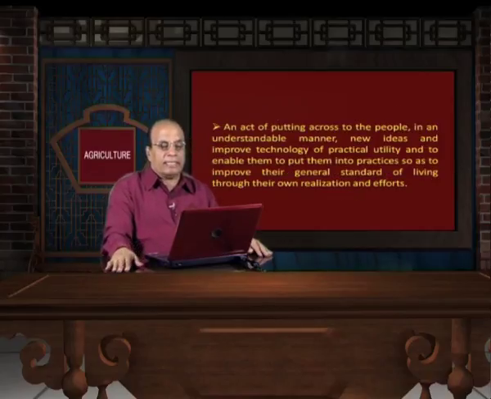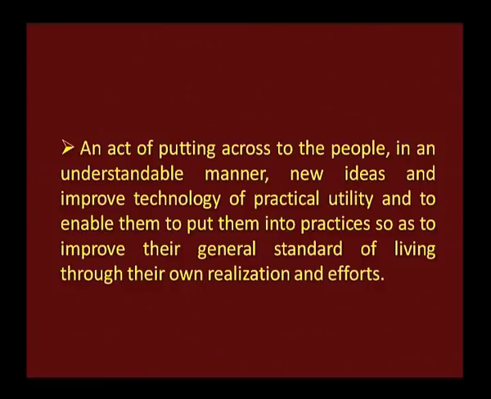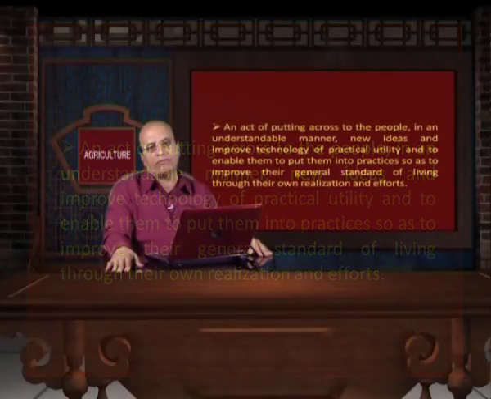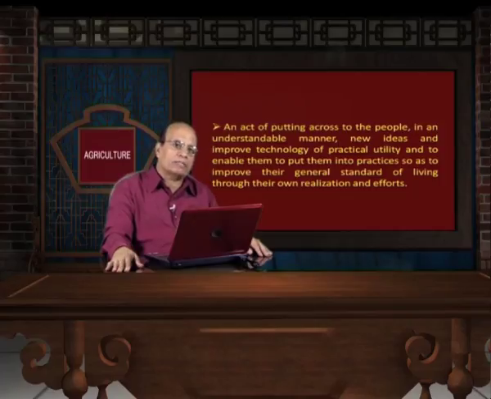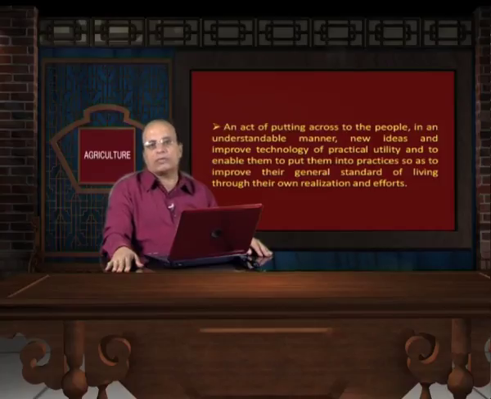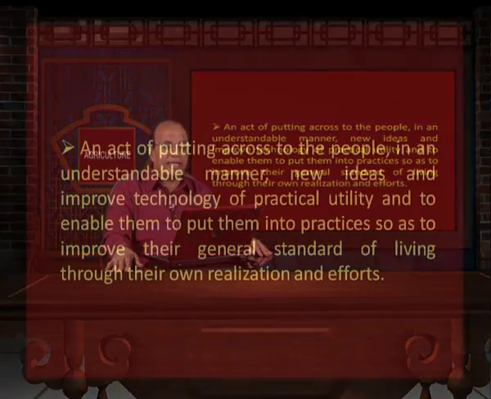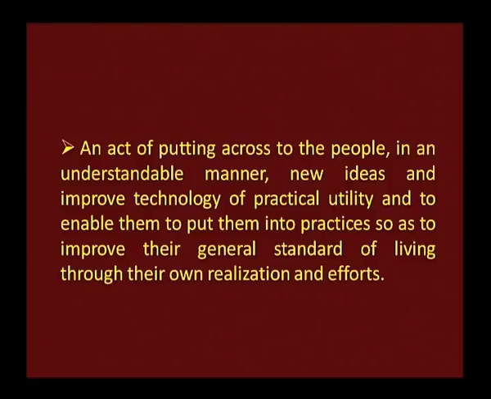Another aspect is putting across to the people. There are certain types of people already residing in the villages, and there are socio-economic parameters also. As we know, the educational level of the rural masses varies from individual to individual, and there are socio and psychological parameters they take care of while making decisions. Extension puts across, in an understandable manner, new ideas and improved technology of practical utility, and enables them to put them into practice so as to improve their general standard of living through their own realization and efforts.